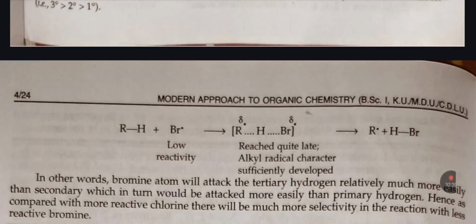In other words, the bromine atom will attack the tertiary hydrogen relatively much more easily than secondary, which in turn would be attacked more easily than primary hydrogen. Hence, as compared with more reactive chlorine, there will be much more selectivity in the reaction with less reactive bromine.